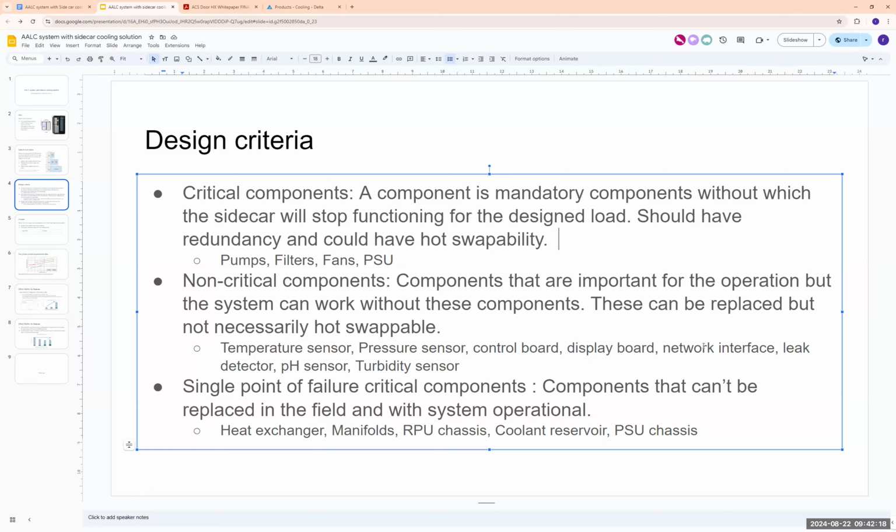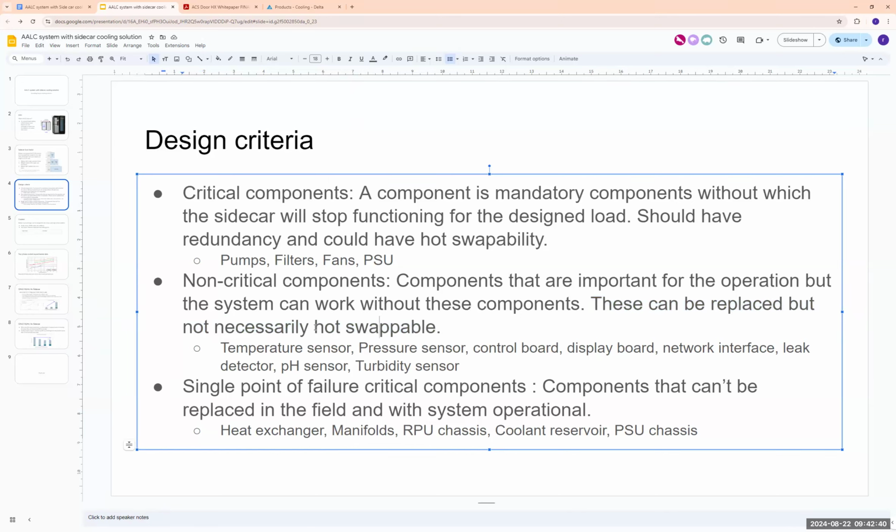Yes, that's true. There is a way to work this. So that's why this can be replaced, but not necessarily hot swappable. No, not necessarily redundant. Not necessarily redundant.